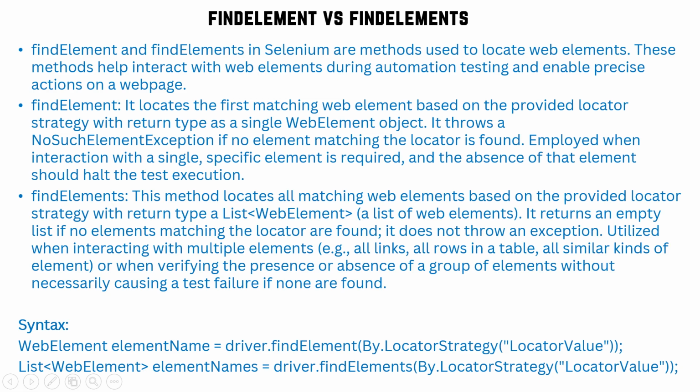Find element locates the first matching web element. Sometimes in case you are having multiples, you will try to identify the first option if multiple options are available. Otherwise, in case only one is there, definitely it will identify the same thing. So the findElement method will locate the first matching web element based on the provided locator strategy, with return type as a single WebElement object. It throws a NoSuchElementException if no element matching the locator is found. It is employed where the interaction with a single specific element is required and the absence of that element should halt the test execution.